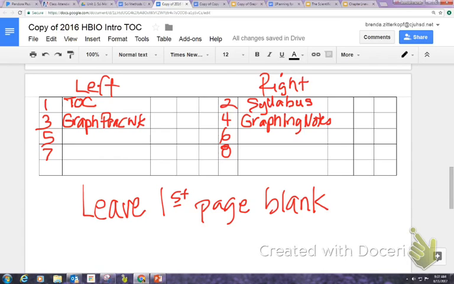Opposite to that will be the syllabus. You turn the page, that's where your graphing practice worksheet is going to go with your practice graphs. And on page 4, on the direct right side across from that, are the graphing notes. Okay?